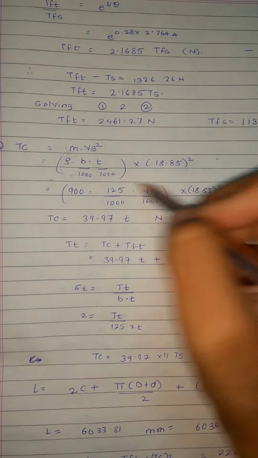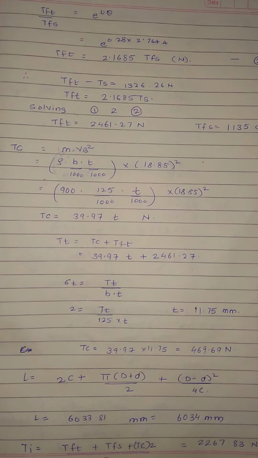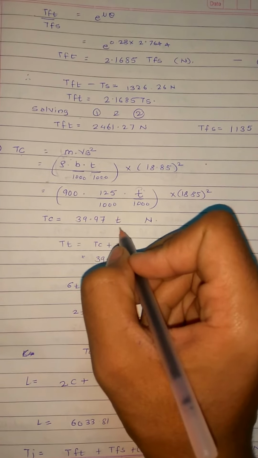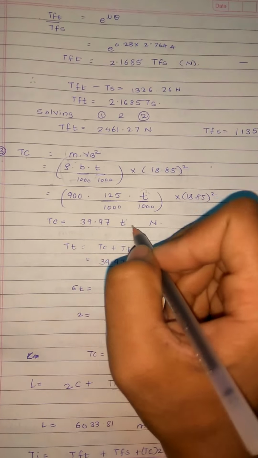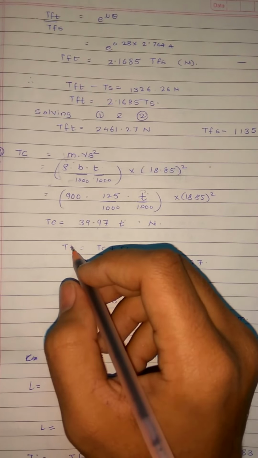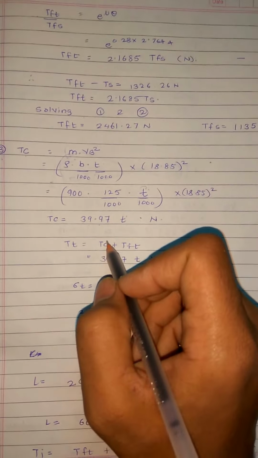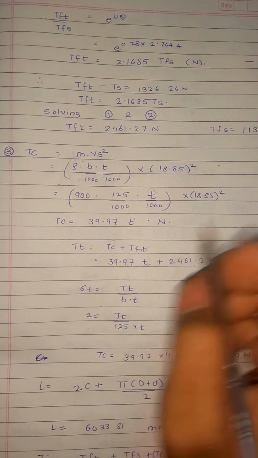So putting all the values, I don't have the thickness because I have to calculate the thickness. So calculating thickness is the next step. We have to keep T unknown and take TC is equal to 39.97 T in Newton. Next, we have to calculate total tension on the belt. So total will be centrifugal plus tension on the tight side. So we have both the equations. We have to just keep it as it is because T is unknown.